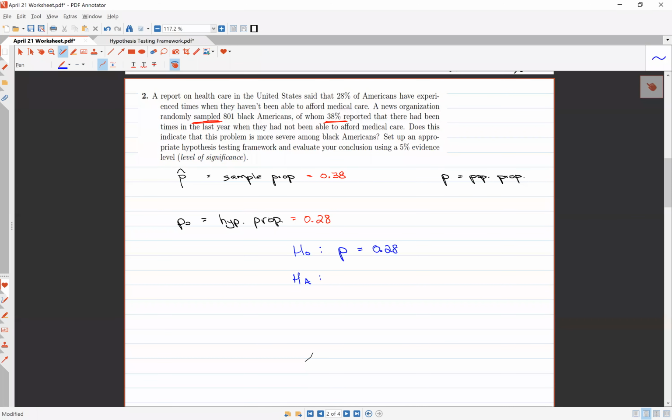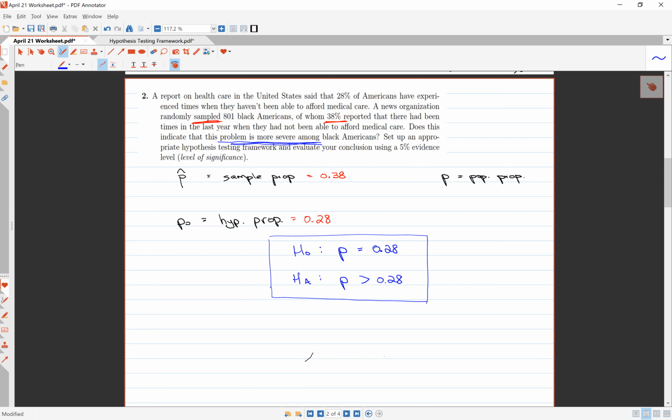But the alternative, this is where you go and look for a directional statement. Does this indicate that the problem is more severe, increase, larger? That's the key word here. That tells you how to formulate the alternative. It uses the same value as the null hypothesis, but it introduces this directional statement. More severe, in this case, would mean P is larger than what we believe to be true under the null hypothesis. So there's our null and our alternative hypothesis.